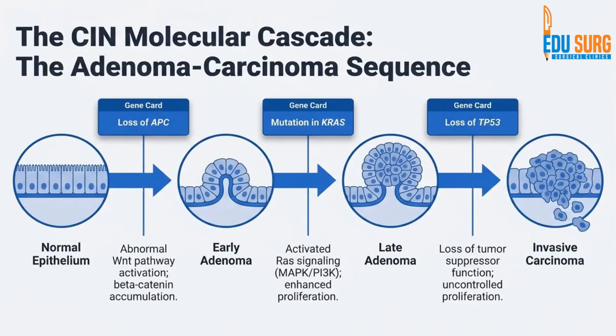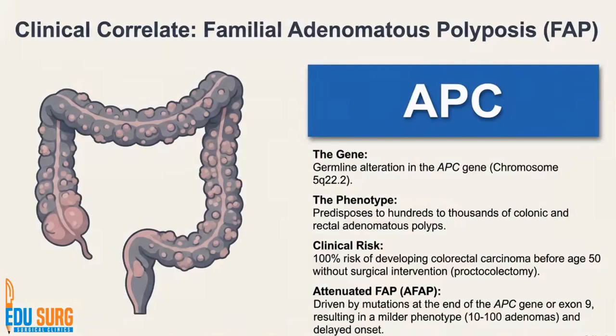After this, mutation in KRAS and the resulting activated KRAS signaling pathway results in enhanced proliferation and can be seen up to late adenoma disease. Followed by this is the loss of TP53, where there is loss of tumor suppression function, and that results in uncontrolled proliferation and results in an invasive carcinoma. So like I said, APC is the most important gene when it comes to the CIN pathway.